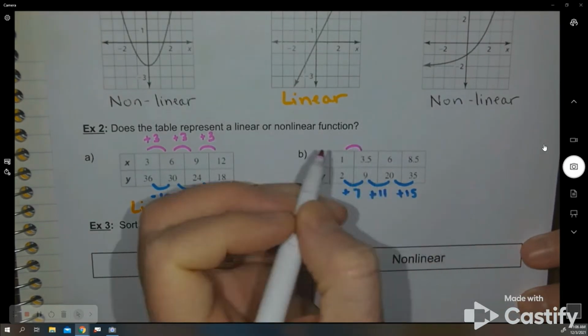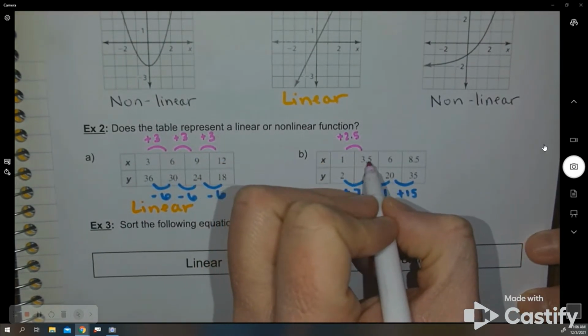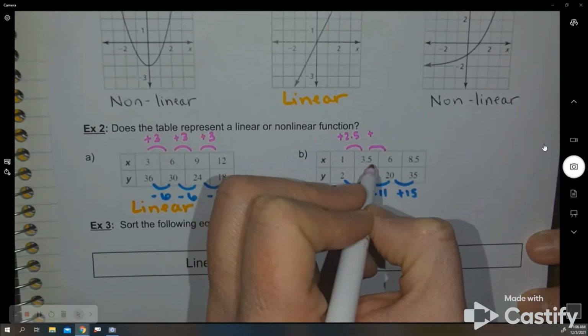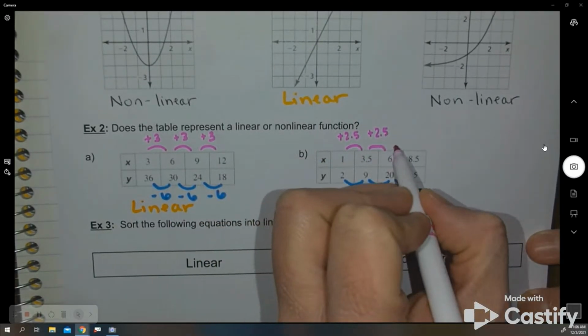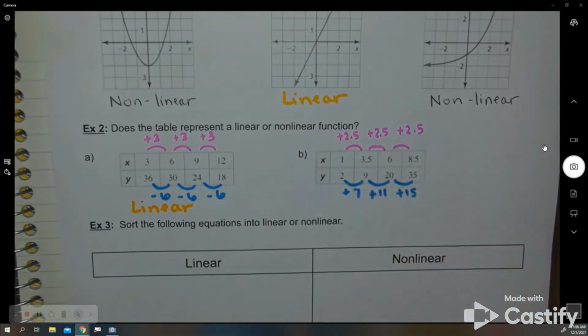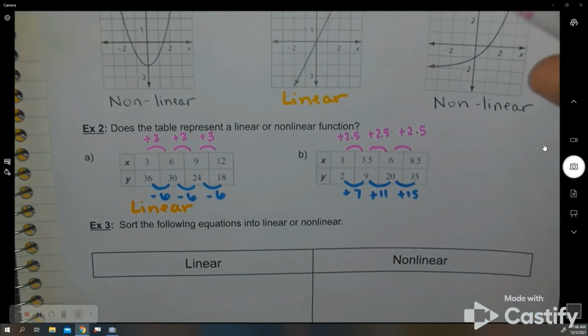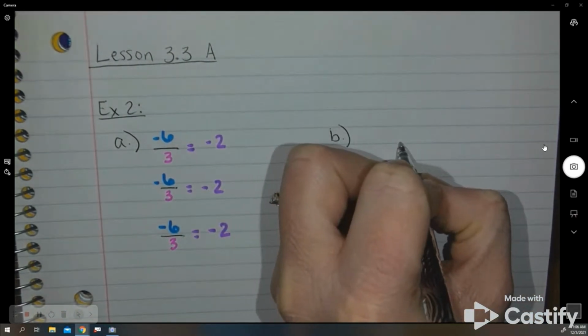So from 1 to 3.5, we went up 2.5. From 3.5 to 6, we went up 2.5. From 6 to 8.5, we went up 2.5. So now we make our fractions for part B here.